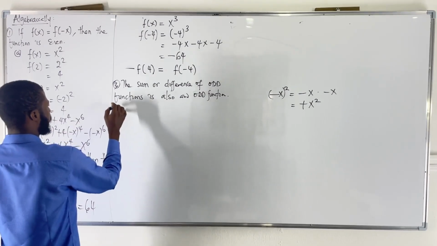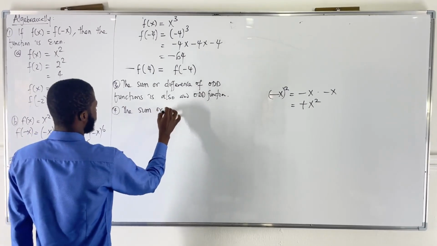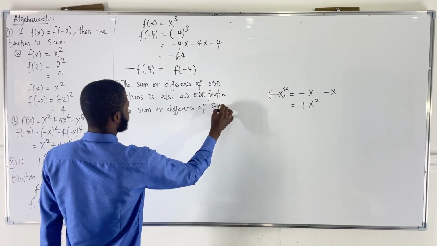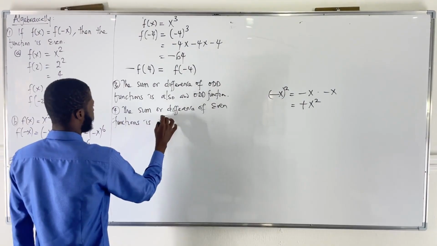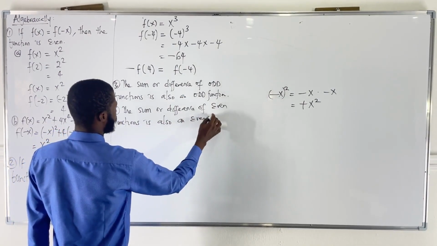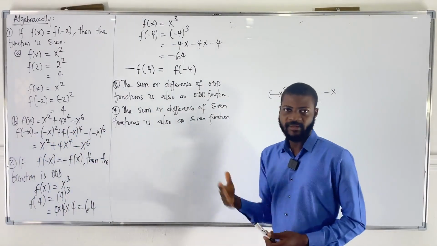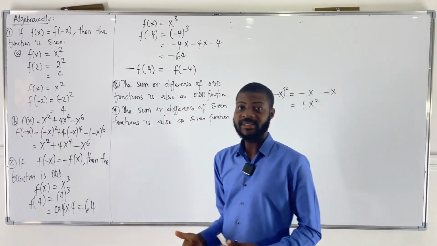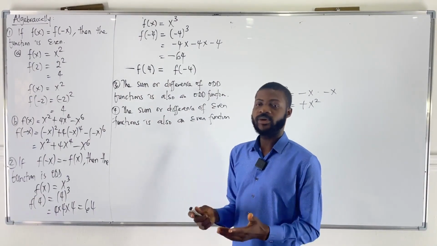So that's number 3. Number 4, the sum or difference of even functions is also an even function. I believe that one is quite clear because I've already explained it using that. So the sum is not really our problem.